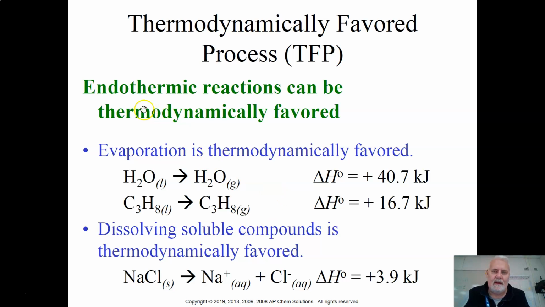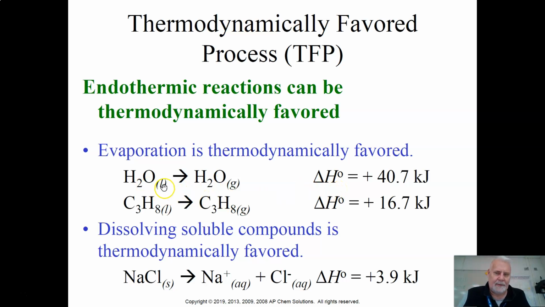Now, this one, endothermic reactions can be thermodynamically favored. They can be. So you can see these all have delta H's that are positive. And these processes, if we look at this, liquid water going to gas has a positive delta H value. That's an endothermic reaction. And when it does that, it lowers the amount of heat in the system. All right, so it's endothermic, and it makes it colder.